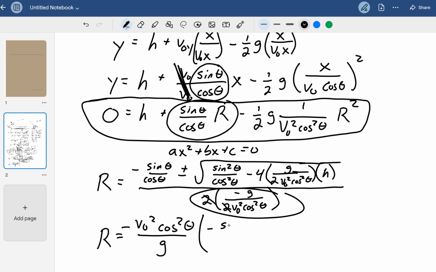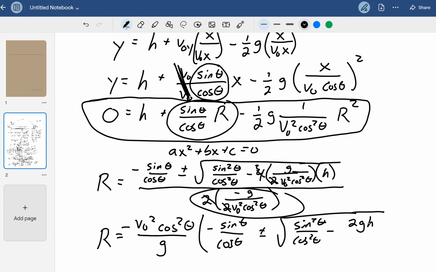And then I have all that other junk still, negative sine of theta over cosine of theta plus or minus square root of sine squared theta over cosine squared theta minus, I'll clean this up a little bit too, those coefficients cancel out, I'll get minus 2 times g times h divided by v0 squared times cosine squared of theta.